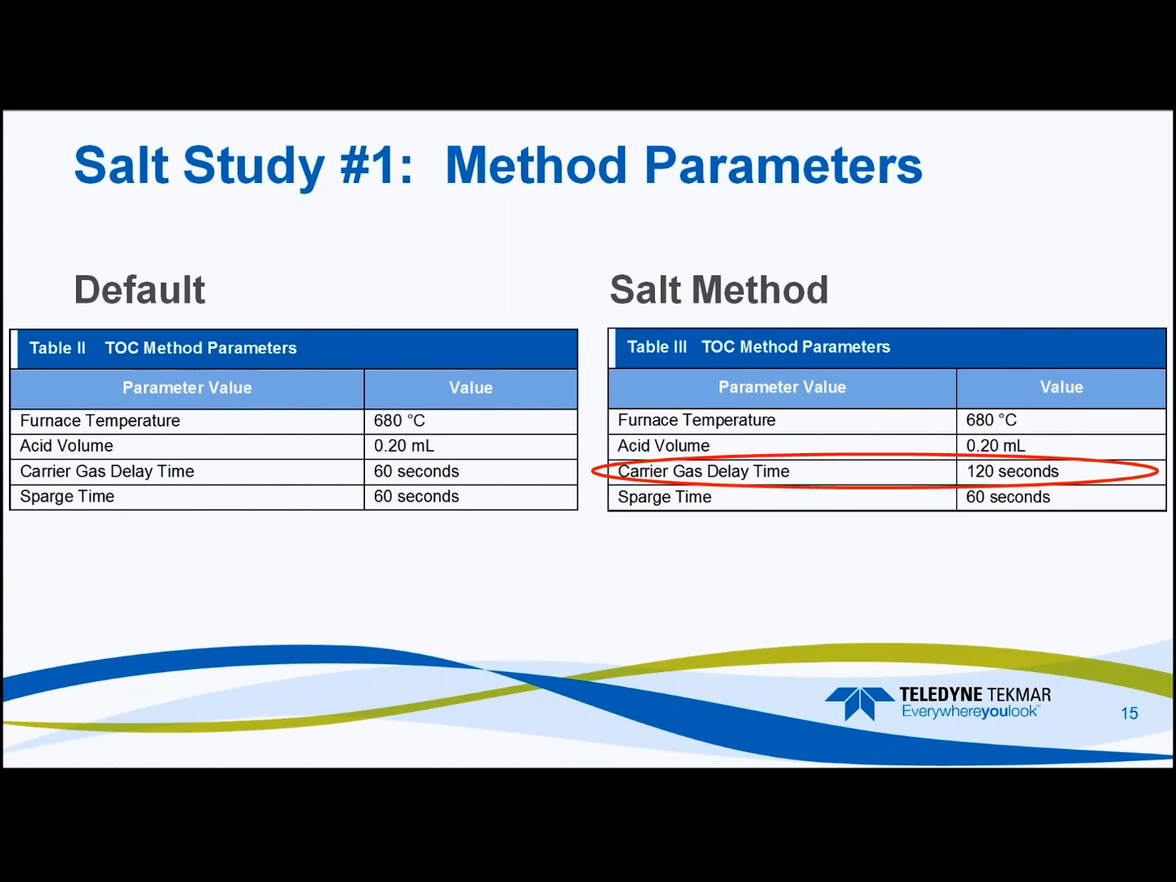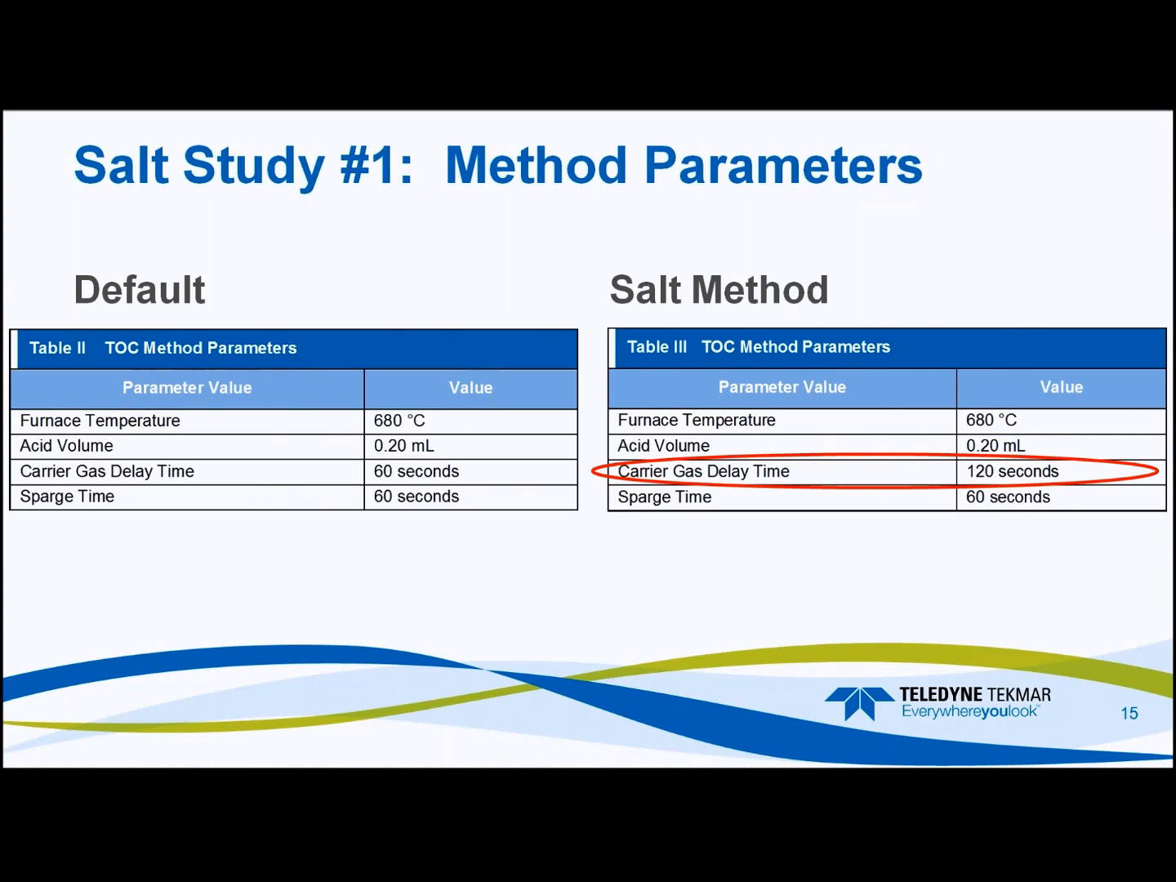The acid volume is pretty much to remove any inorganic carbon. 0.2 milliliters or 200 microliters is the default volume, and that is usually good enough for up to about 25 ppm inorganic carbon.